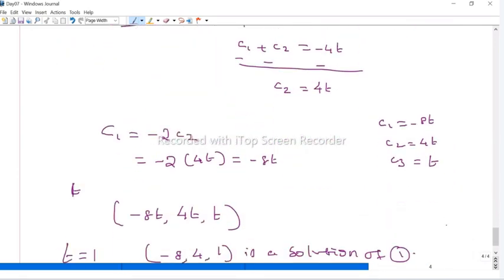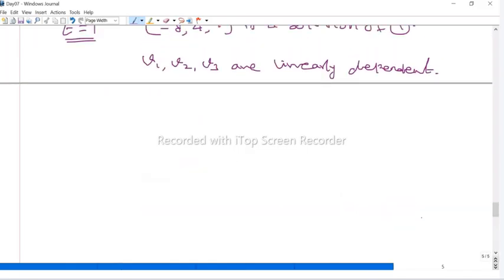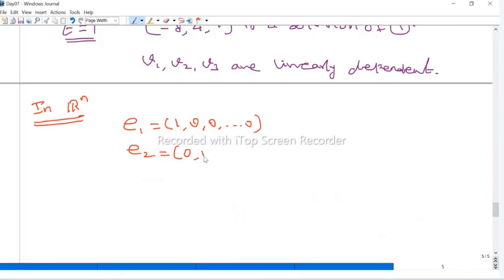So that is linearly dependent and independent. In general, in Rn, if you take the Ei's, E1 is nothing but 1 in the first position with the remaining as 0. E2 is nothing but 1 in the second position, all other positions are 0, and so on. En is nothing but 1 in the nth position with the remaining as 0.